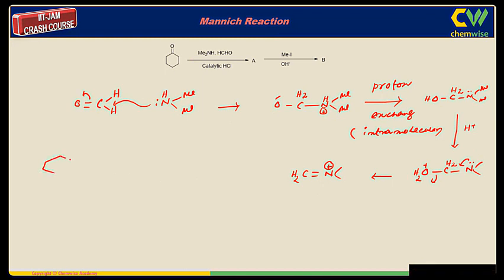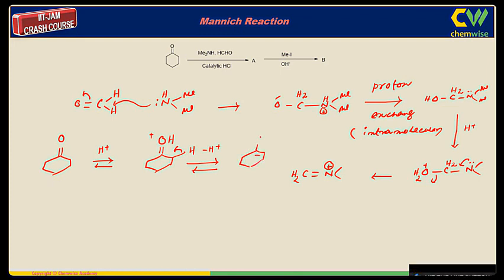Similarly, now it's a routine type of thinking for us. If we have a carbonyl, let's say cyclohexanone, under acidic conditions, that carbonyl oxygen will be protonated and minus H plus will generate an enol. Now this attack will take place.